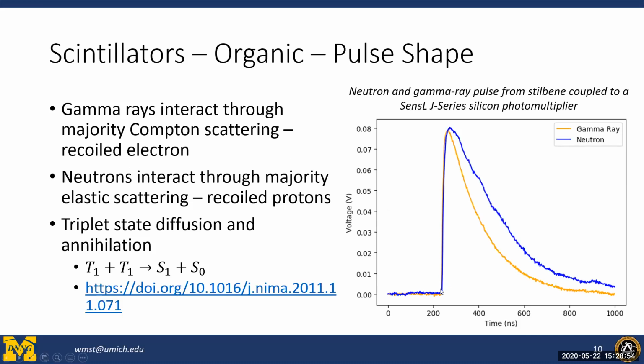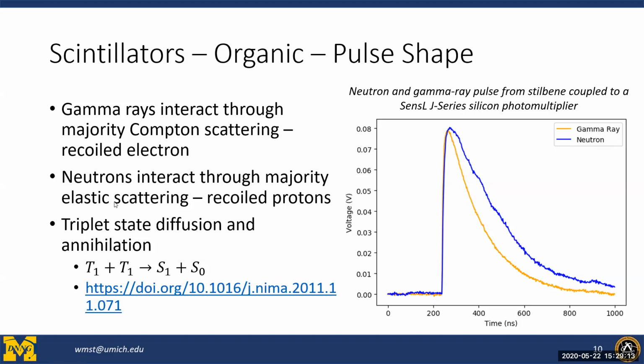And we can see the prompt or initial light from them, the rise time and pulse height is about exactly the same. However, all the delayed light, which is coming from this triplet-triplet diffusion and annihilation, is much greater for this neutron interaction than for this gamma ray interaction.